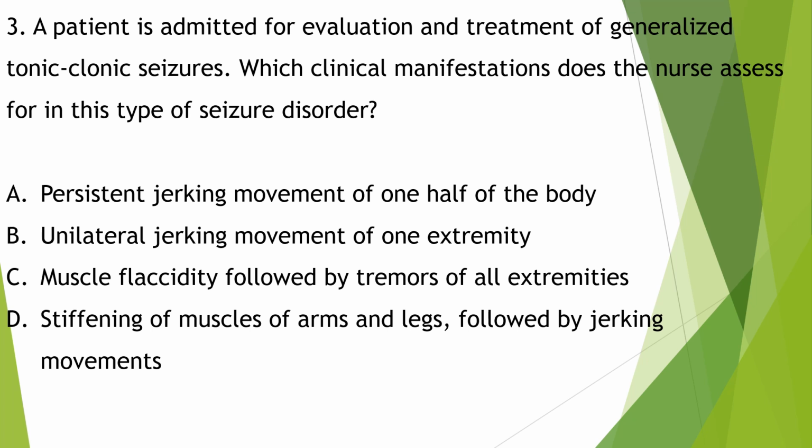Tonic-clonic seizures are characterized by loss of consciousness, a tonic phase marked by rigidity, followed by rhythmic jerking movements of the extremities in the clonic phase. Unilateral jerking is characteristic of a myoclonic seizure. Muscle flaccidity is associated with absence seizures.